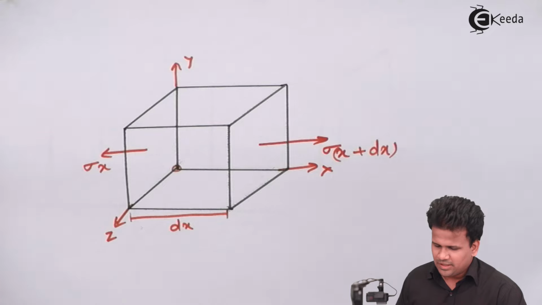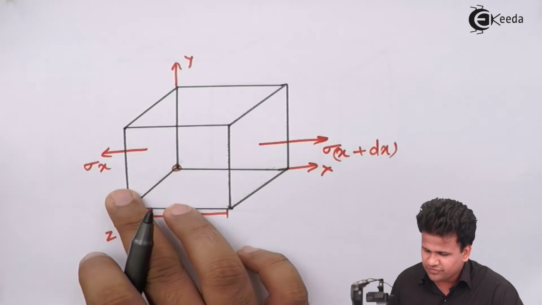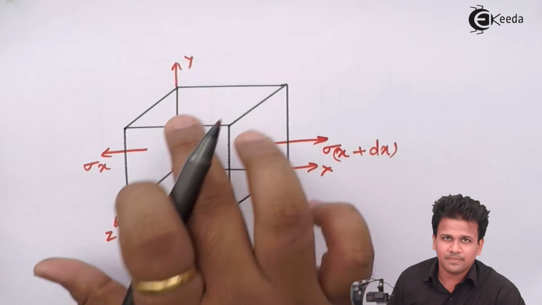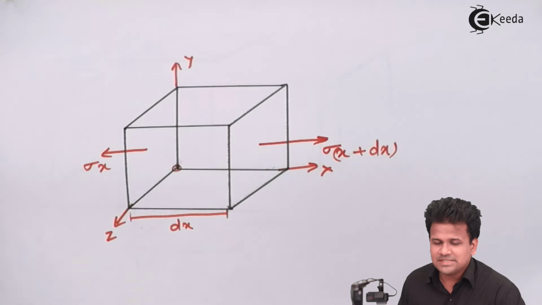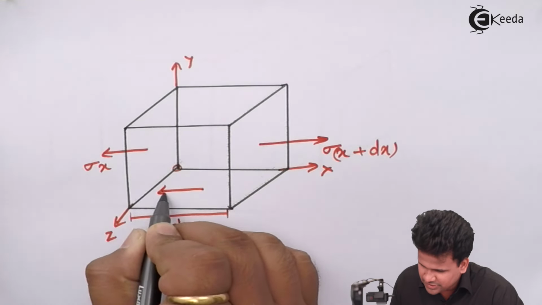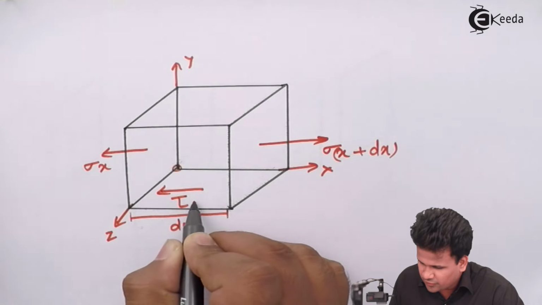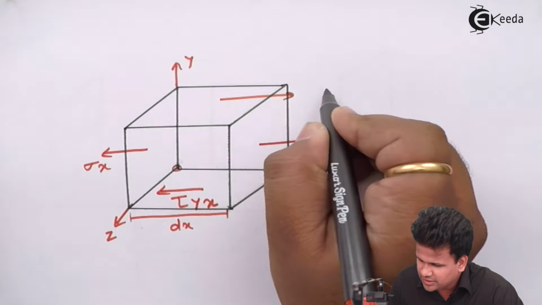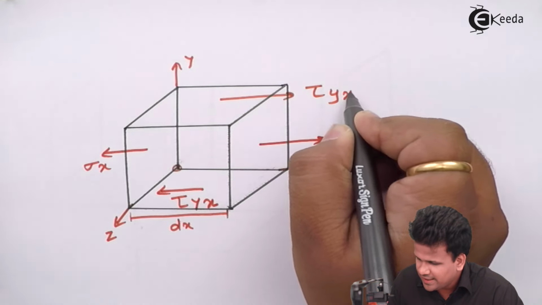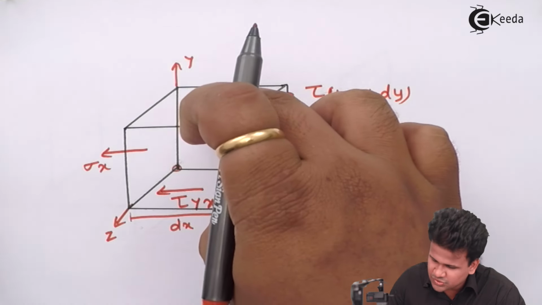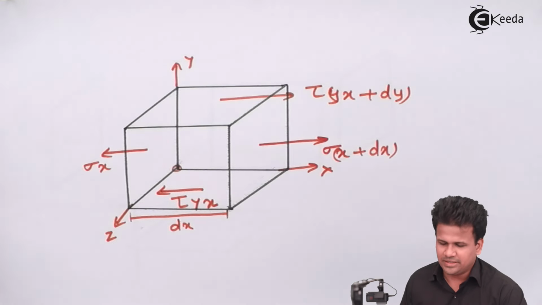Now next part, we'll see the x direction force in the y plane. So these two are y planes, and over there we'll see the x direction force. So the first x direction force should be in this direction, so tau of y plane x direction. So this will be tau of y plane x direction plus dy. Why dy? Because the distance between both the planes is dy.